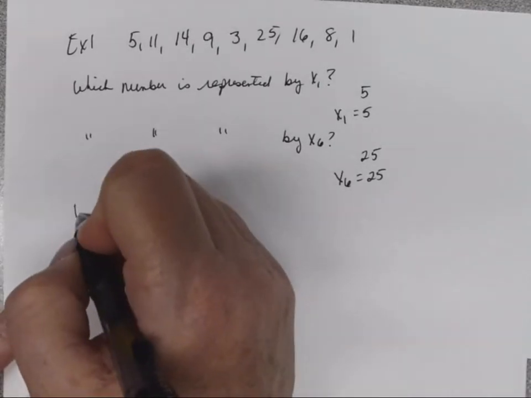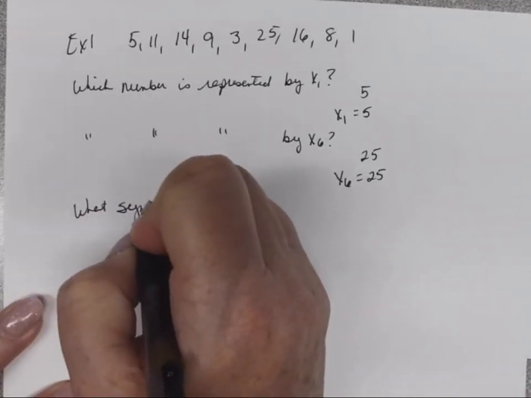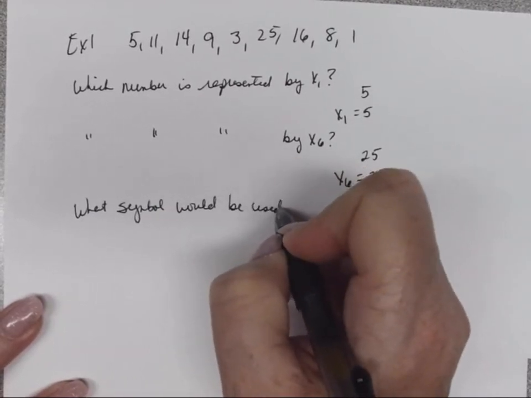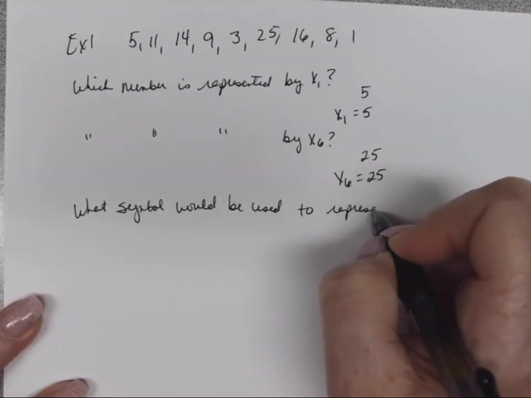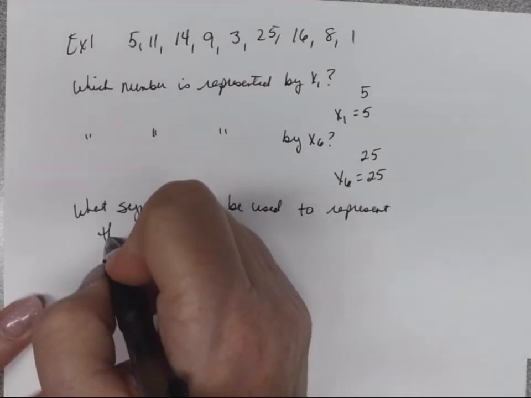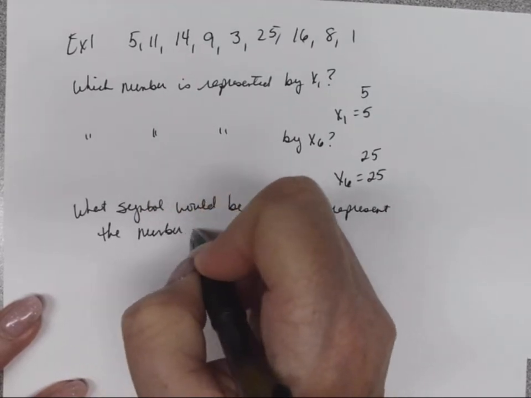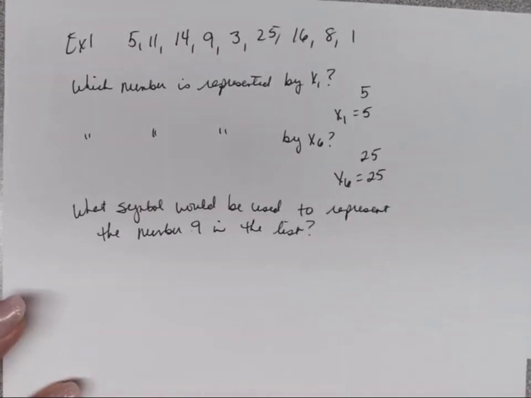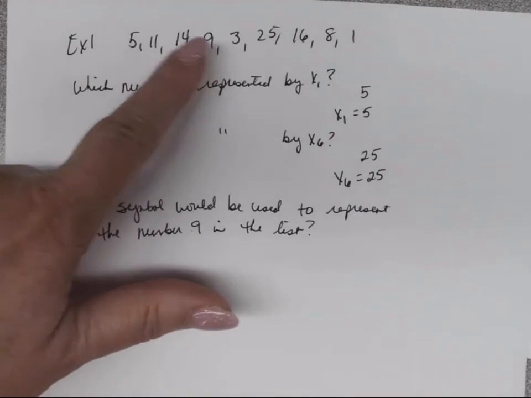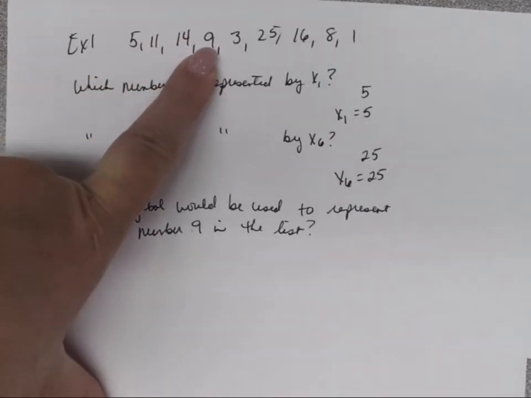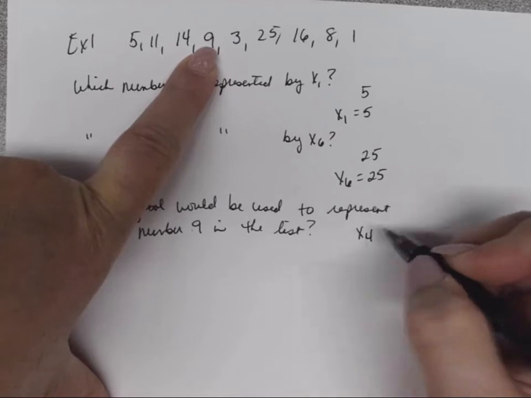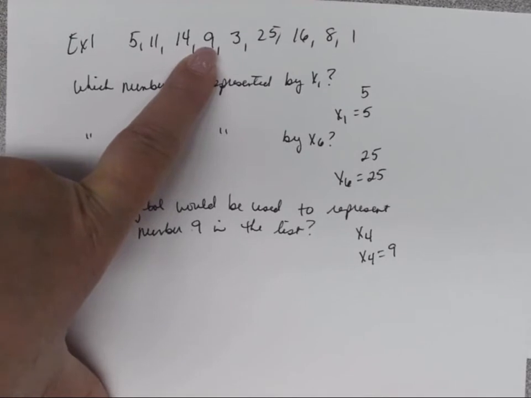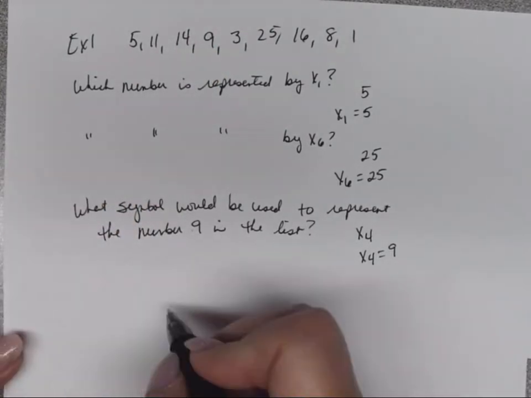All right, what symbol would be used to represent the number 9 in the list? So if I look at the list and I'm looking for number 9, so I go 1, 2, 3, 4. So the symbol is going to be x sub 4 because it is the 4th number in the list. You could also write the answer as x sub 4 is equal to 9. Either way would work.